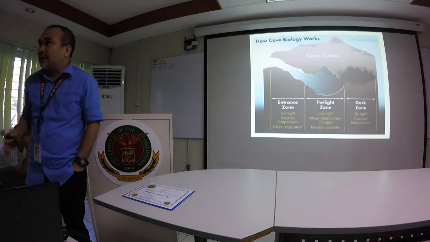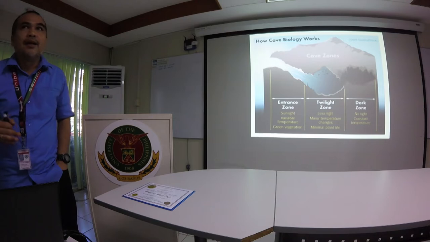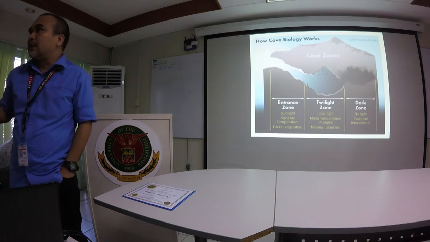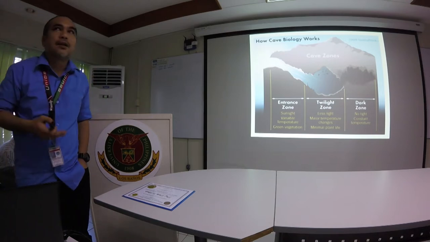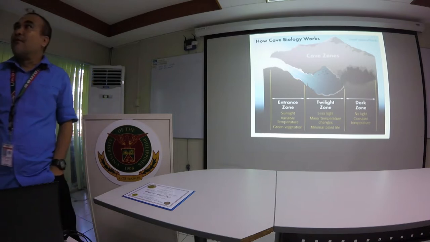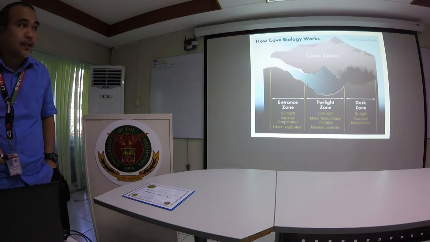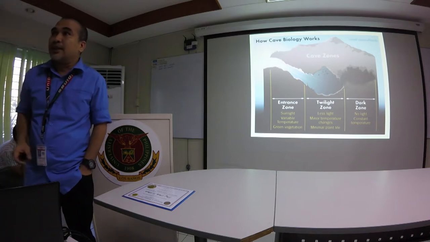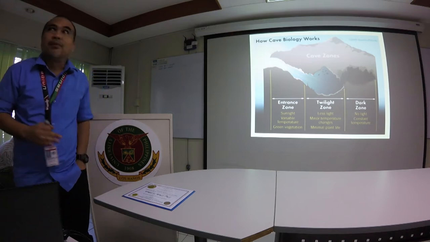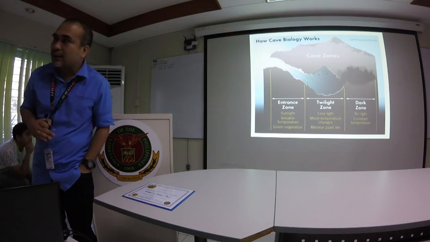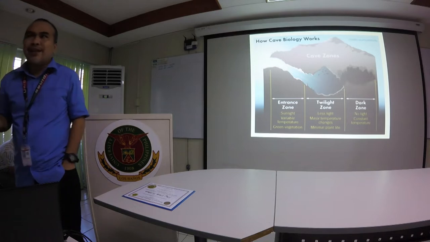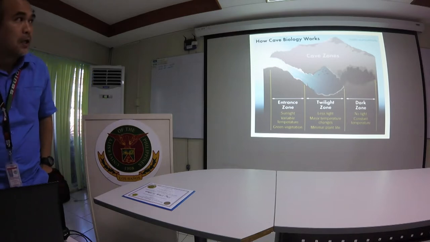There are minor temperature changes, so it is relatively stable, and when the sun reaches some parts of the twilight zone, there is still minimal plant life. And then when you go further inside the cave, you now have the dark zone. There's no light, it's in perpetual darkness, and of course there's a constant, relatively stable temperature.